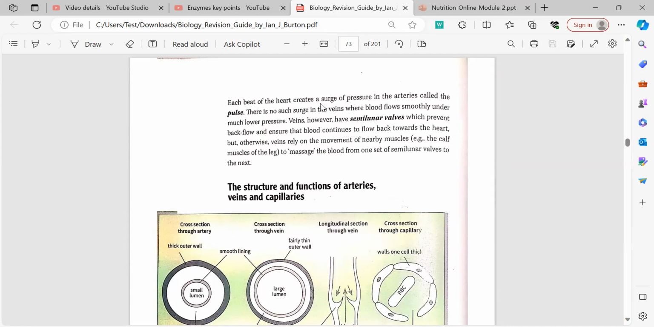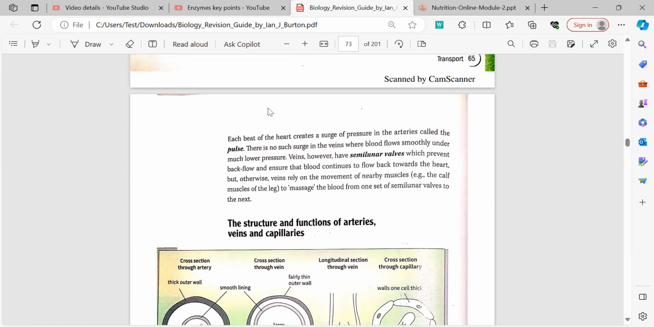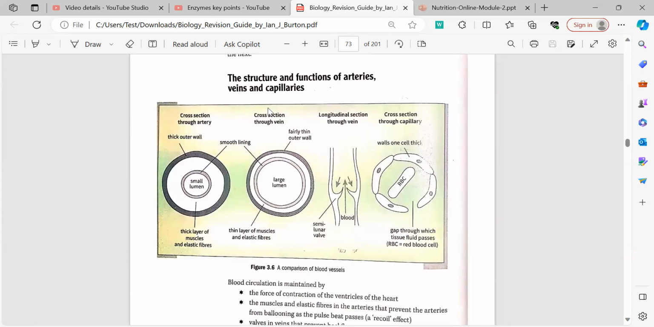Now, what is the pulse pressure? The pulse pressure is the difference between the systolic pressure and the diastolic pressure. Here, in these images, are the cross-sectional views of the different blood vessels: the arteries, veins, and capillaries. We need to know that the arteries have thicker walls since they have greater blood pressure in them, whereas veins have thin walls since they have lower blood pressure in them.